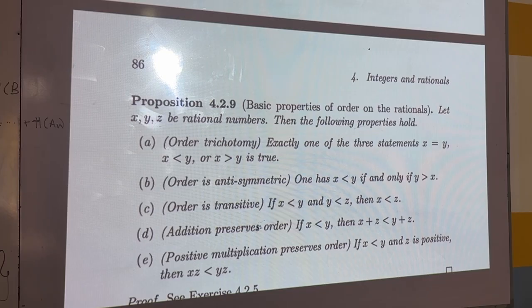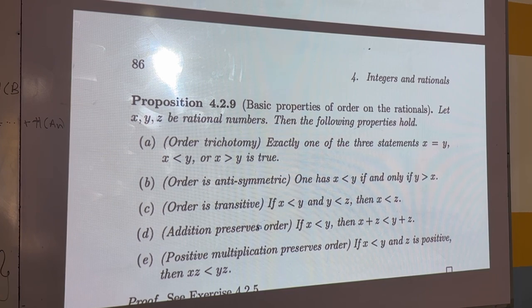Order trichotomy: exactly one of the statements x equals y, x less than y, x greater than y is true. This is true for natural numbers, then for integers, then for rational numbers, and finally for real numbers also. And the proof is roughly the same. Order is antisymmetric: x less than y if and only if y greater than x.